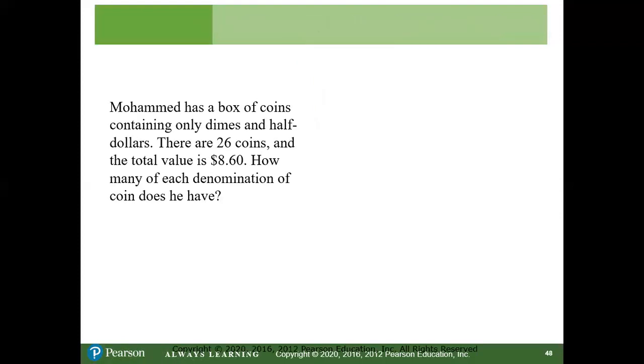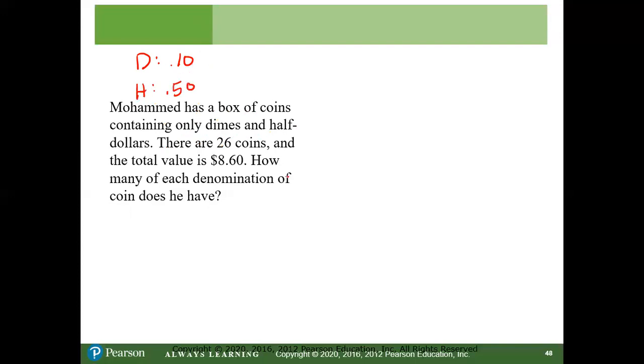And we won't do a ton from this section because, again, it's just further applications. It's just more word problems. All right, so Muhammad has a box of coins containing only dimes and half dollars. So dimes we know are worth 10 cents and half dollars are worth 50 cents.